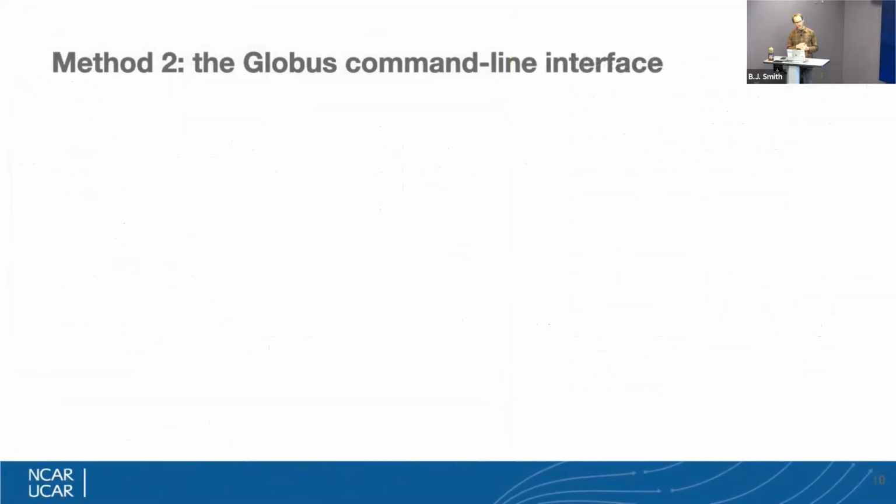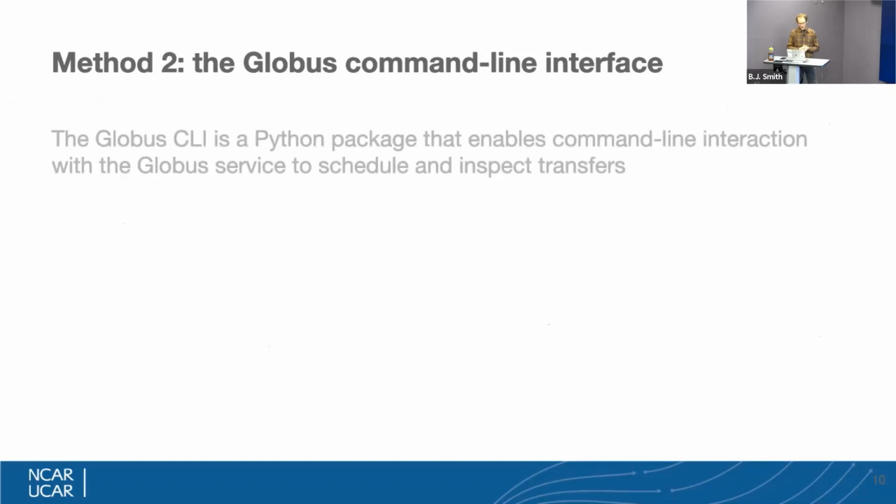Okay, so that's the easiest method to get started with, the web interface. But you can get more information, and if you're more comfortable in the command line, there is a Globus command line interface as well. The CLI nowadays is a Python package, and it enables command line interaction with the Globus service to schedule and inspect transfers. So if you're moving data to and from Glade and campaign storage, you might just want to do that at the command line.